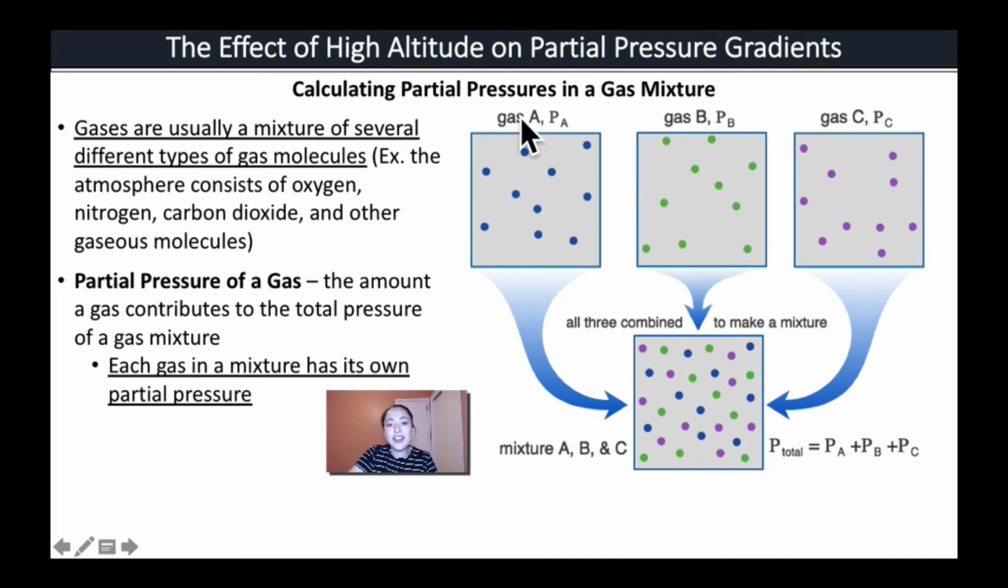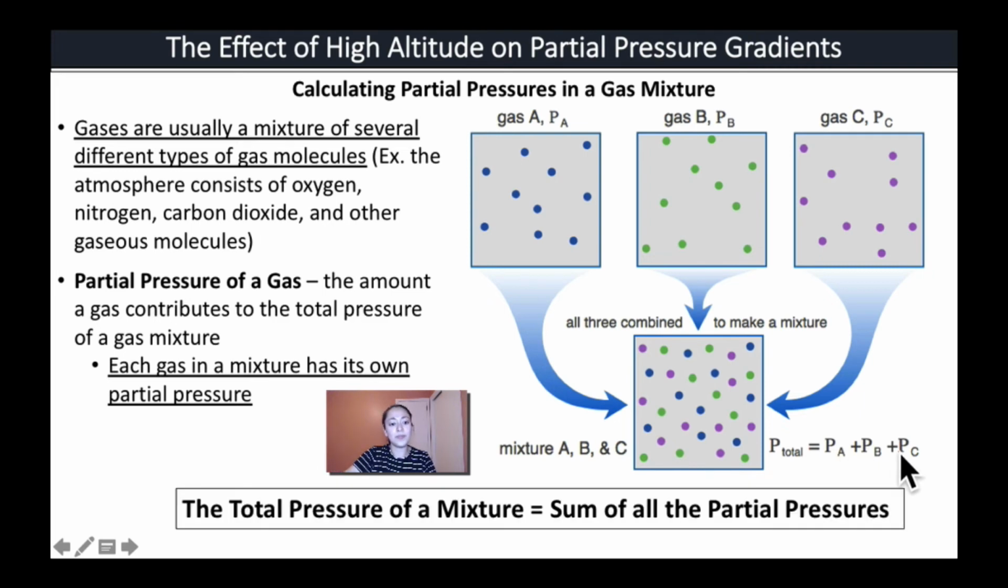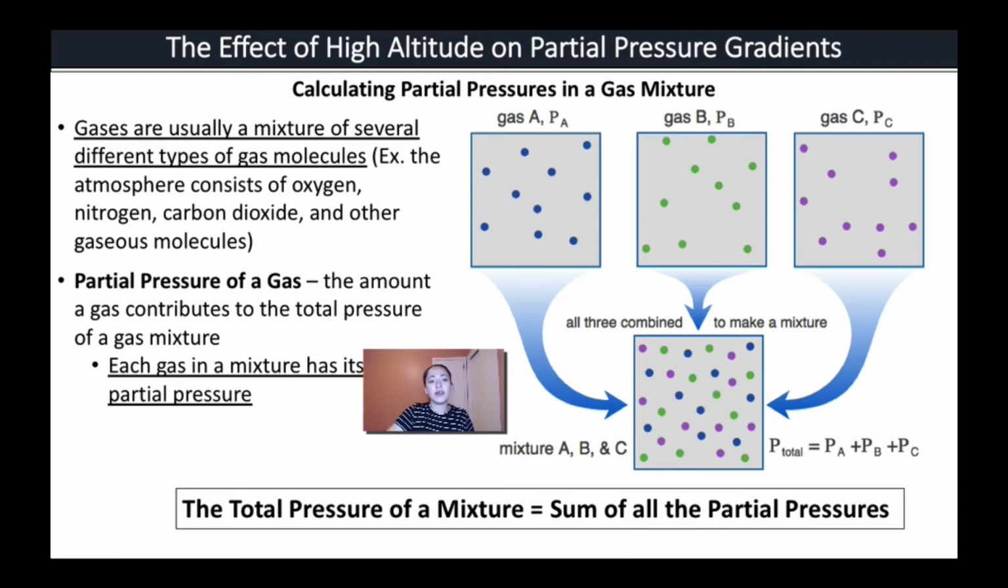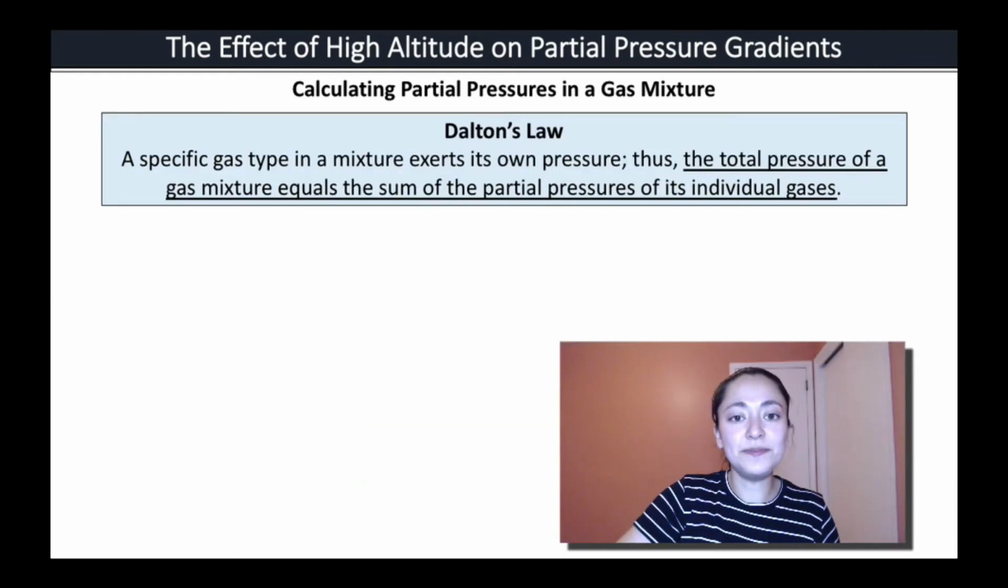So here's gas A, gas B, and gas C. Each one has its own partial pressure. You mix all three of them together, and the total pressure of this gas is the sum of each of the partial pressures of each one individually. So the total pressure of a mixture of gases is the sum of all the individual partial pressures of each gas. So let's apply this.